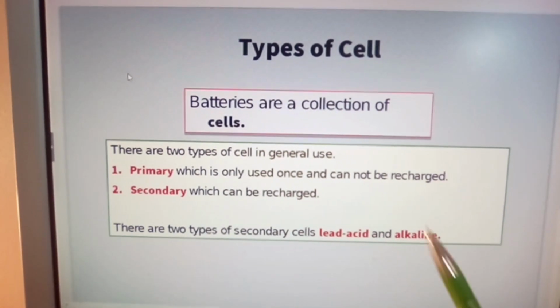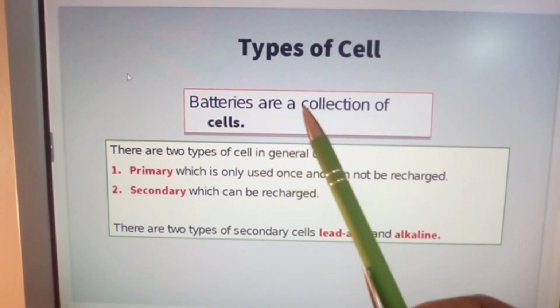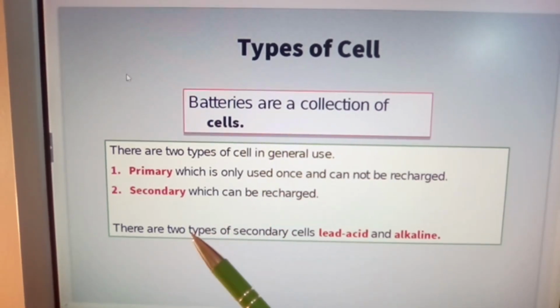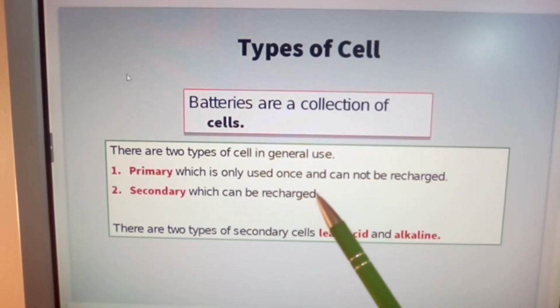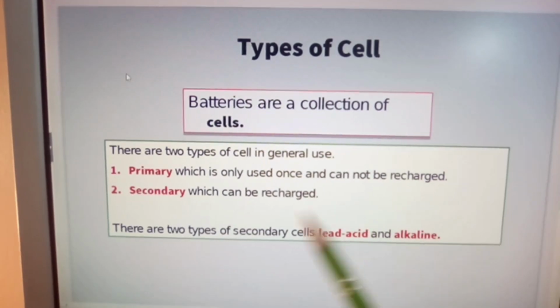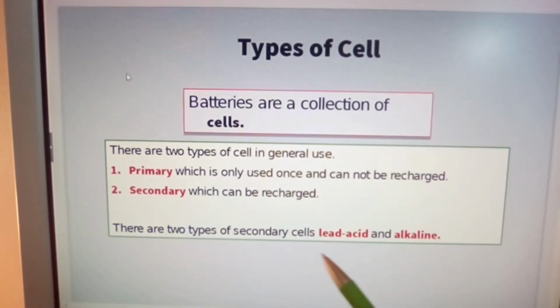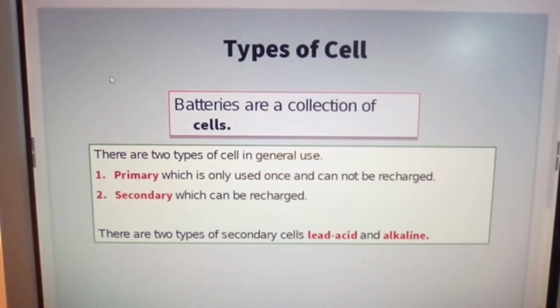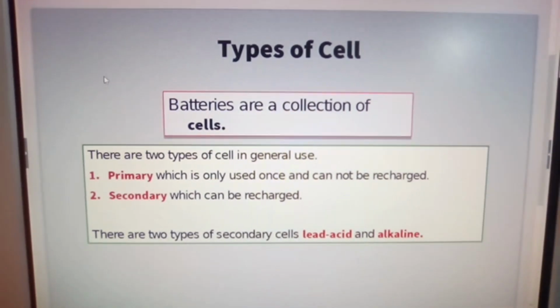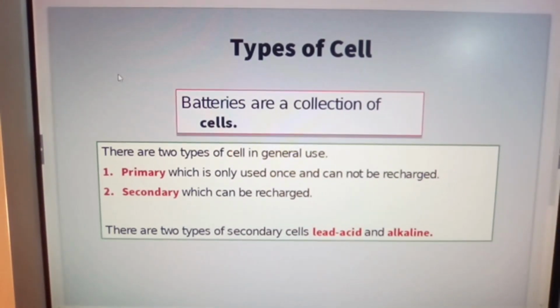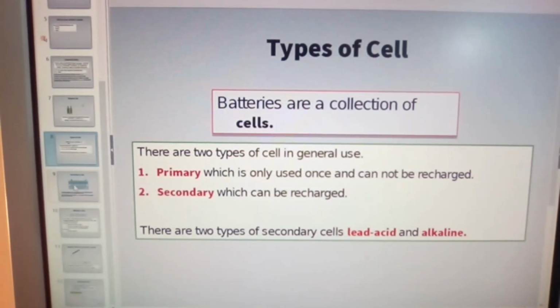Types of cell. Batteries are a collection of cells. There are two types of cell in general use: primary, which is only used once and cannot be recharged; secondary, which can be recharged. There are two types of secondary cells: lead acid and alkaline. Now, allow for the fact that due to development and changes with regard to the environment, there may be other types as well. So do your own groundwork and look into it for yourself.